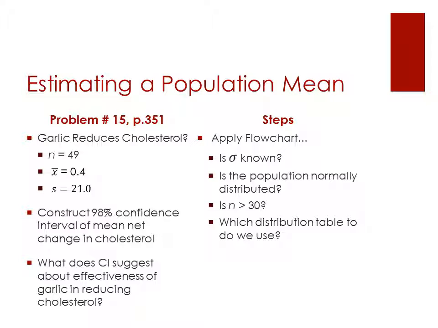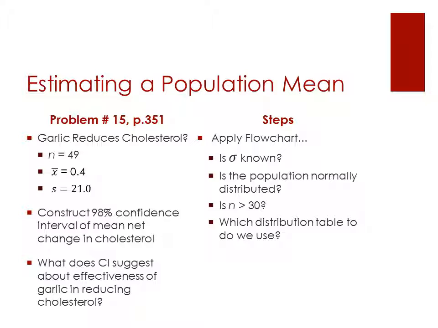All right, so here we're going to do another practice problem solving for estimating a population mean. We're going to be doing problem number 15 on page 351. And here we've got the question of whether or not garlic reduces cholesterol. So we've got an N of 49. We have 49 participants in our study.